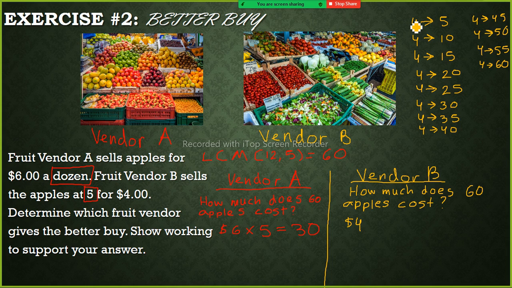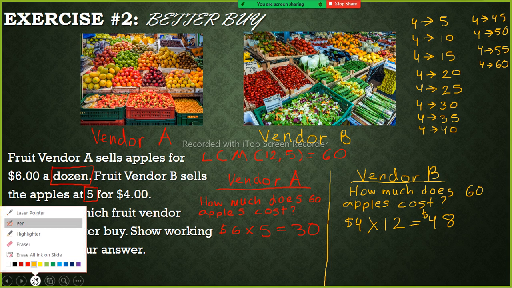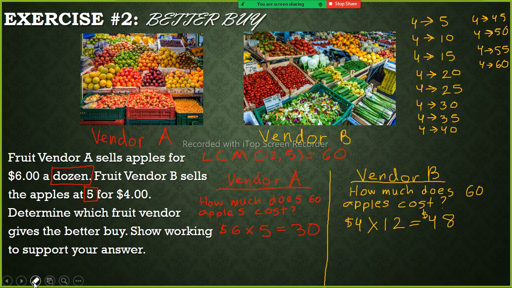4 times 12. Good. 12. 4 times 12. Okay. What is 4 times 12? 48. Good. So Ciara, which one is the better buy? It's vendor A. Excellent. So vendor A gives us the better buy.